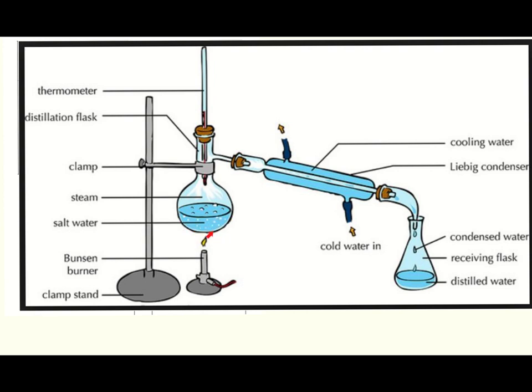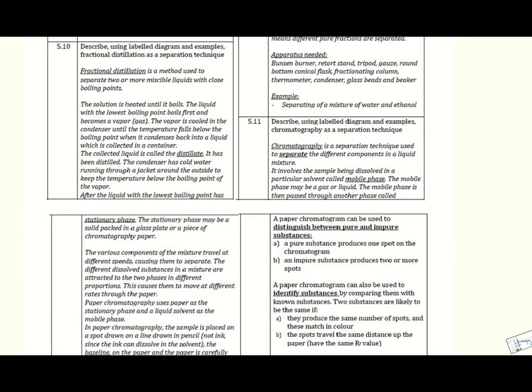When you boil salt solution with water, at 100 degrees Celsius, water will evaporate. The vapor will pass through the condenser, and it's going to condense or cool down by the cold water in. It will be condensed into water in the receiving flask. So you are going to collect distilled water here or clear water, while the salt will be left here in the round bottom flask. Now let's go to the next point, fractional distillation.